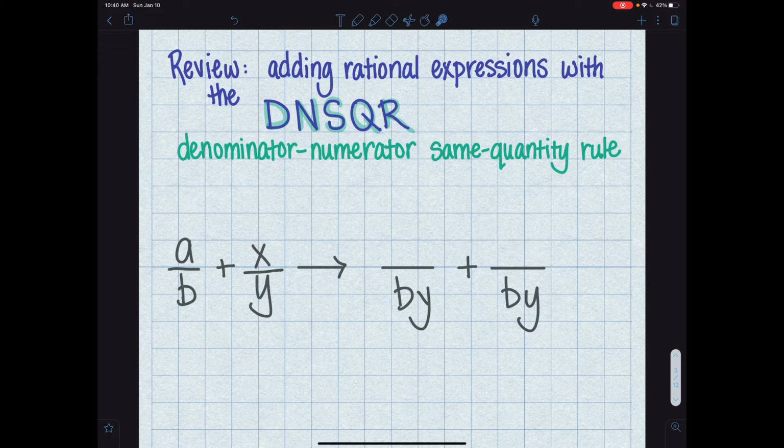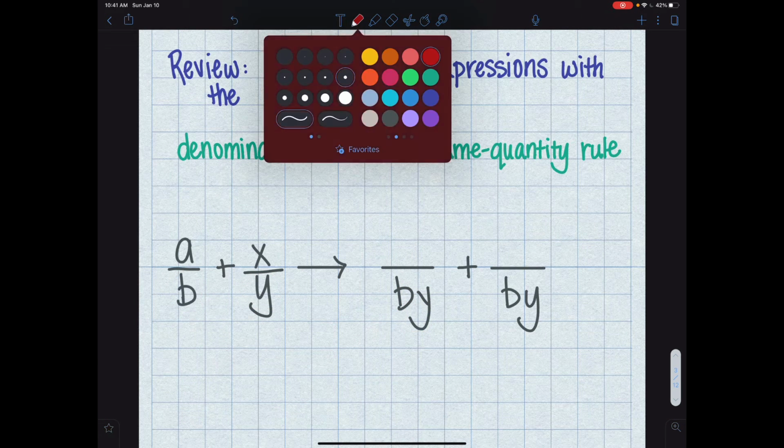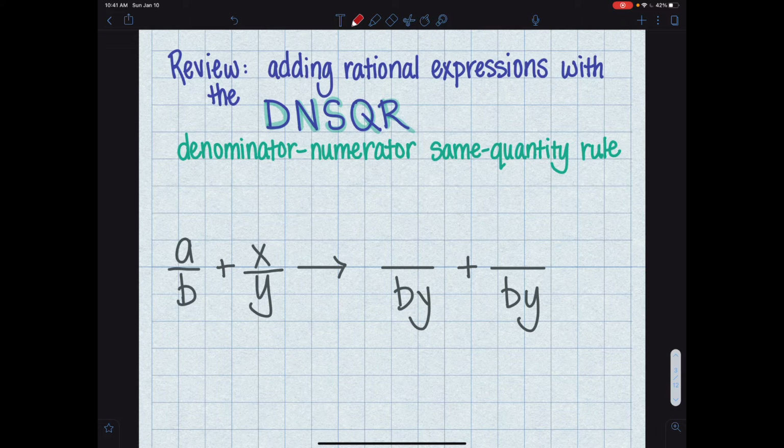And what it means is you find a common denominator. So let's say you are trying to add these two things, a over b plus x over y. Of course, you can't add them until you get a common denominator. So we're going to say the common denominator is by. And then we're going to multiply the first expression by y over y. And we're going to multiply the second expression by b over b.